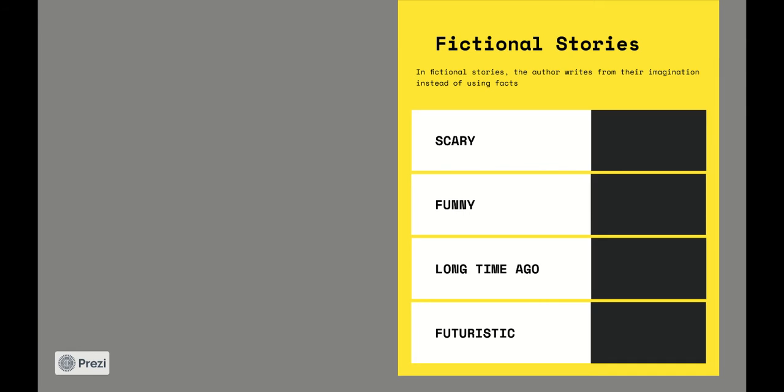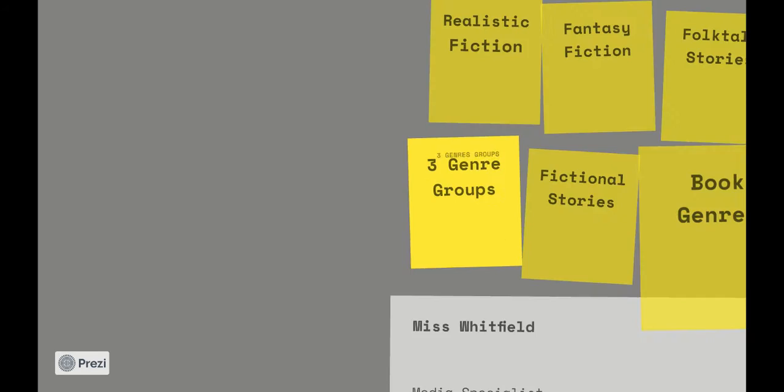So, in fictional stories, the author writes from their imagination instead of using facts, right? So we know that fiction means fake or made up. In these fictional stories, they can be scary, they can be funny, they can happen a long time ago, or they can happen in the future. There are three genre groups in fictional stories. Those three genre groups are realistic fiction, fantasy fiction, and folk tales.